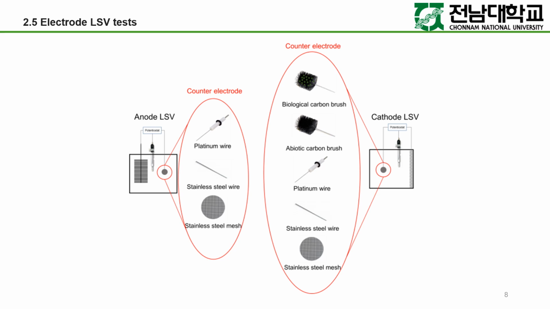But to compare reproducibility, the counter-electrodes used in this study were point wire, stainless steel wire, and mesh in anode LSV tests. In cathode LSV tests, inoculated carbon brush, abiotic carbon brush, point wire, stainless steel wire, and mesh were used as counter-electrodes.